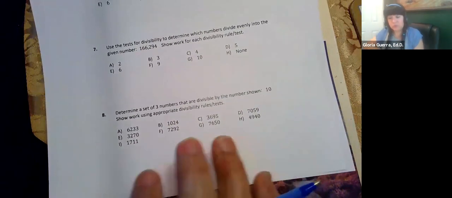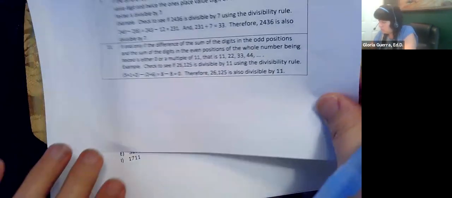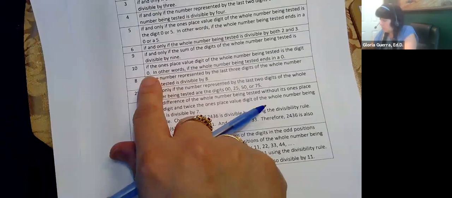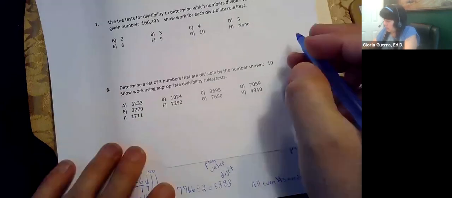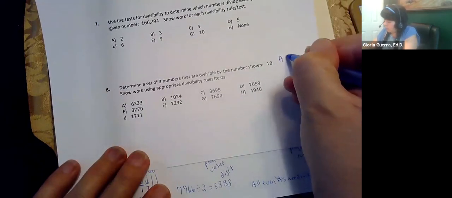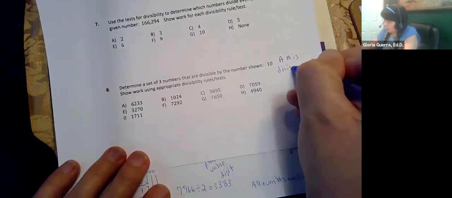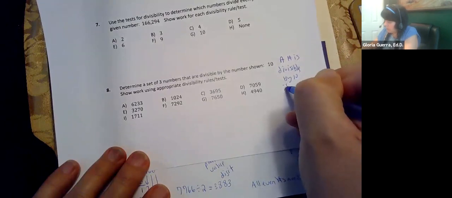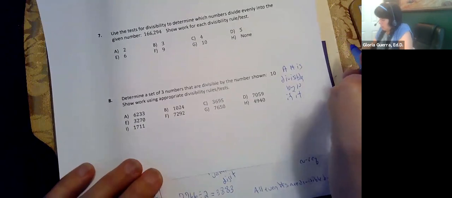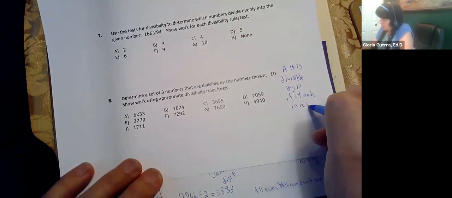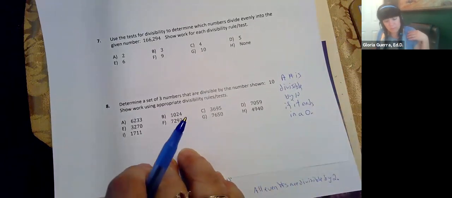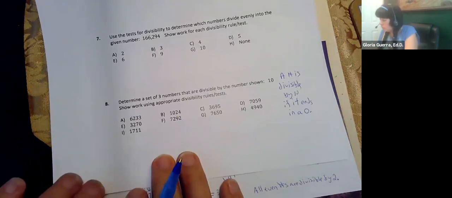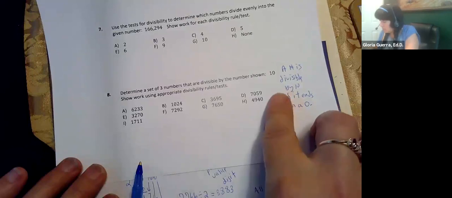Okay, well, let's look at the rule for 10. What does 10 say? Didn't it say it had to end in zero? So a whole number is divisible by 10 if the ones place value digit of the whole number being tested is the digit zero. In other words, if the whole number being tested ends in zero. So I'm going to write that down. A number is divisible by 10 if it ends in a zero, right? So write that down for your reason.